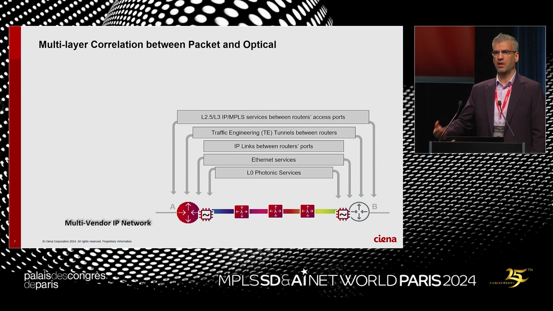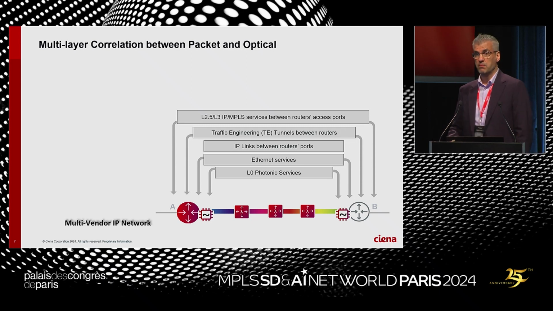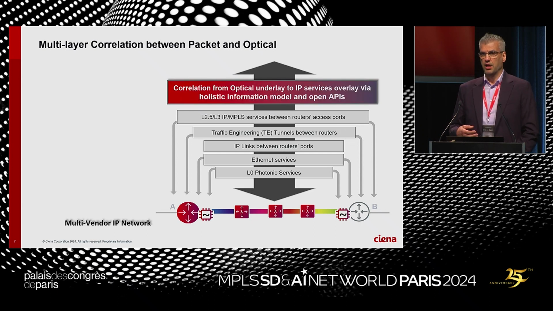Adding an additional layer to the discussion is the multi-layer. Now I have an IP network, I have an optical network. By nature it is multi-layer. When I have this multi-layer, multi-vendor network, it basically creates a relationship between layer 0 all the way to layer 2.5 and 3, the IP MPLS network. We have to make sure that we have a correlation between underlay and overlay.